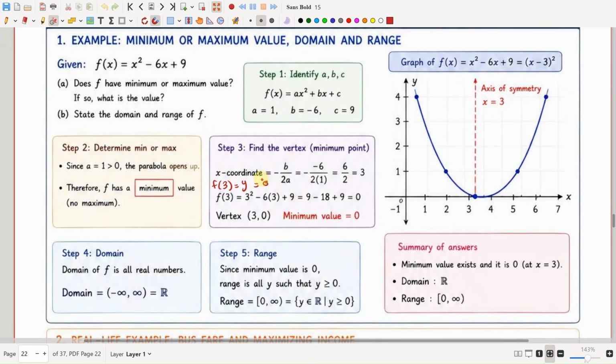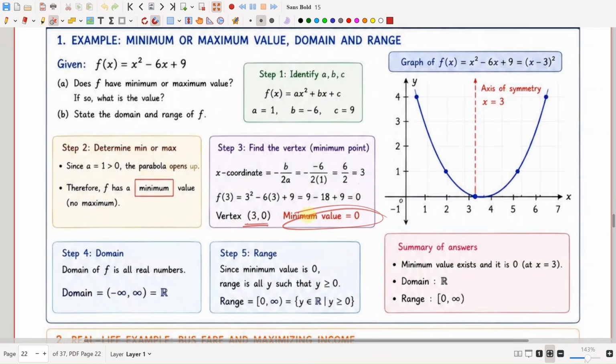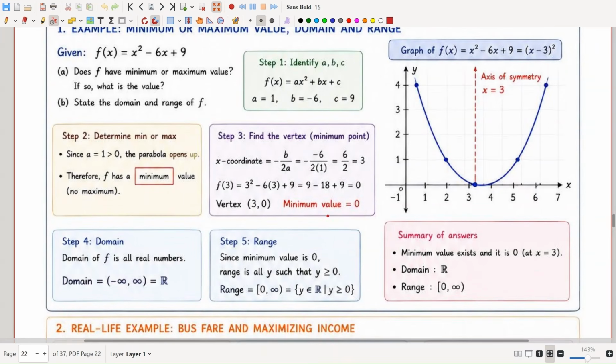So the minimum point is 3, the x coordinate is 3 and the y coordinate is 0. So the vertex at the minimum point is (3, 0). This is the minimum value. And we can find the domain easily.